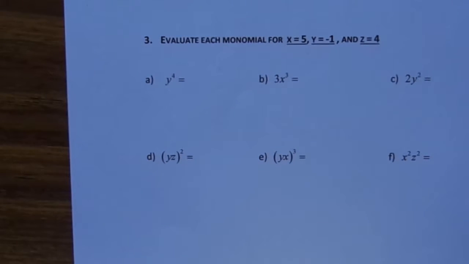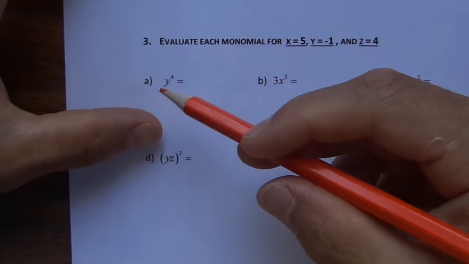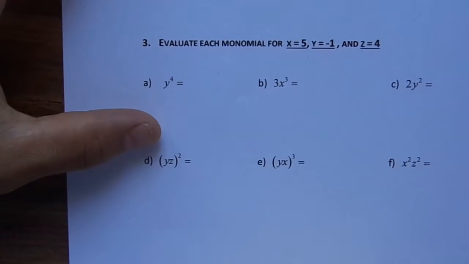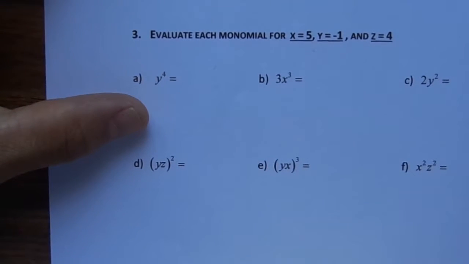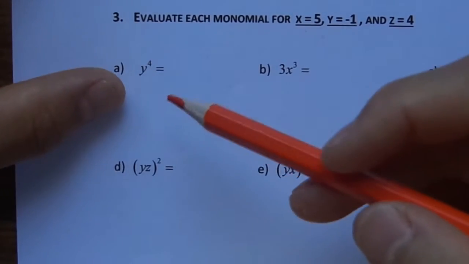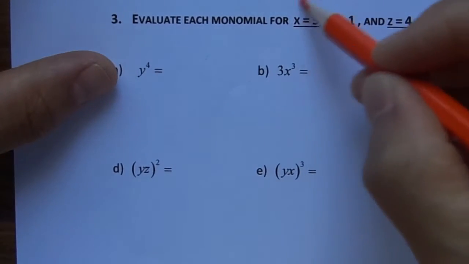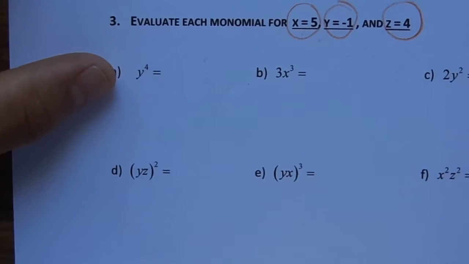Number 3. This is to test whether you recognize that when you see letters, they are variables. Think of it as placeholders. Think of it as a coaster, if you will. Numbers replace these variables eventually. So in this case, we've got y to the exponent 4. It's asking us to solve each expression for these values: x equals 5, y equals -1, and z equals 4.